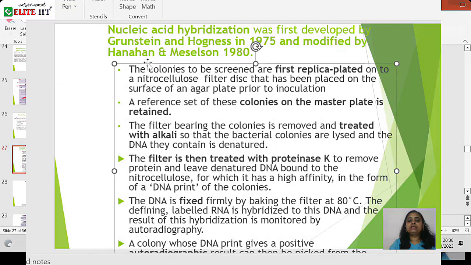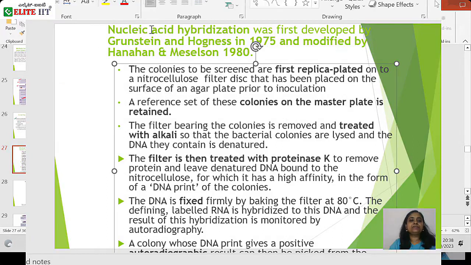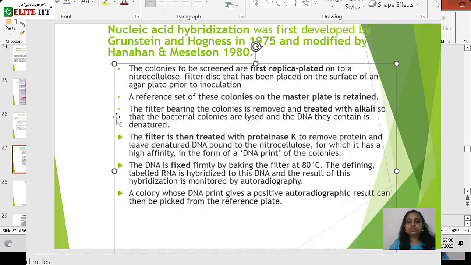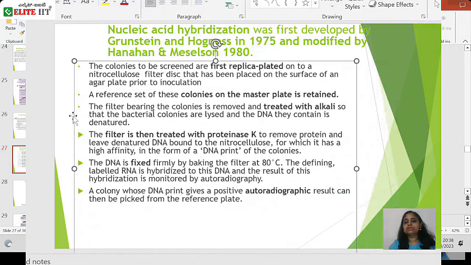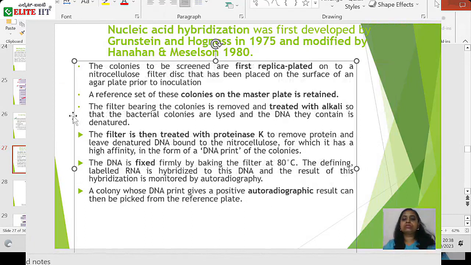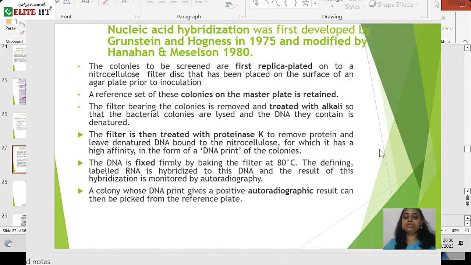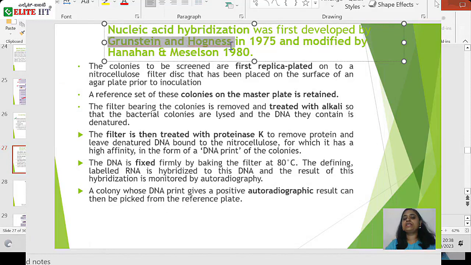nucleic acid hybridization technique was developed during. I think I have to take a separate class for this chapter. It's not good. This PPT is not good actually. Nucleic acid hybridization was first developed by Grunstein and Hogness, and it was modified by Hanahan and Meselson. Okay.